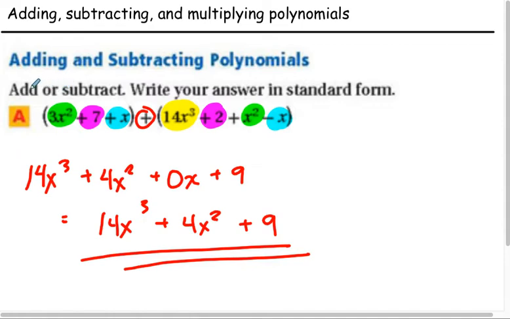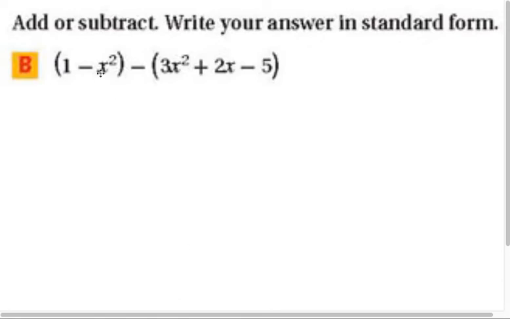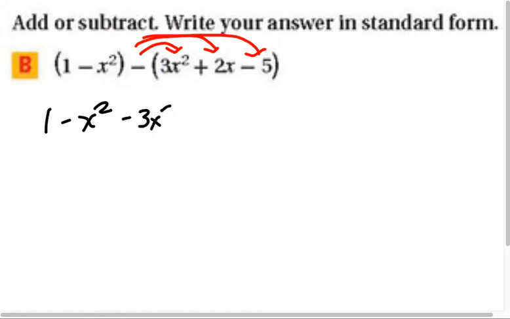Okay, let's see how different it is to subtract. All right, so here we are. This polynomial is being subtracted from this binomial. So therefore, what I will do here is I will distribute the negative to all three terms that are inside this group. I'm going to rewrite my first group, 1 minus x squared. And once I distribute the negative, these terms are going to be its opposite sign. So now I have a negative 3x squared, now I have a negative 2x, and now I have a positive 5. Now it just becomes an addition problem.